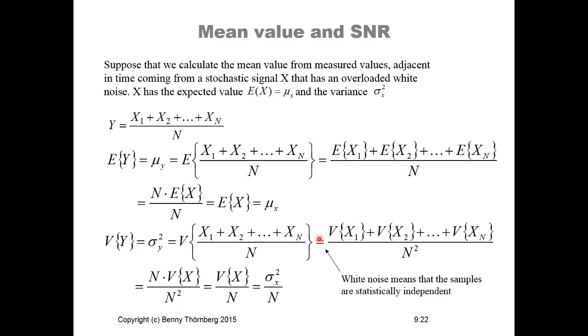So that's why we can rewrite this as n times the variance of x divided by n square. This will be the variance of x divided by n, equal to sigma square of x divided by n. So what we actually have said here is that the variance of y is equal to sigma square of x divided by n. So we are reducing the variance of y with a factor of n compared to the variable x.